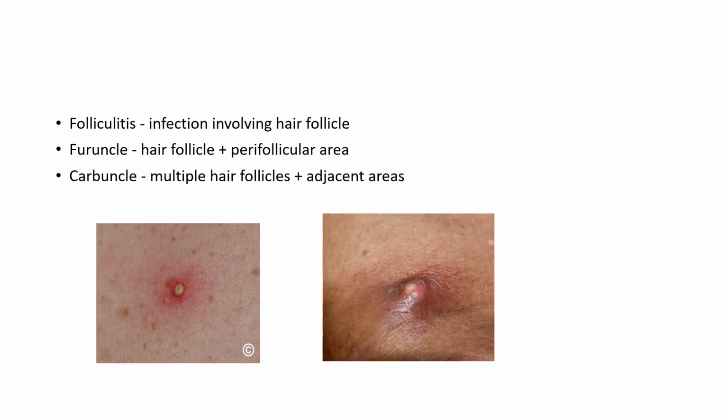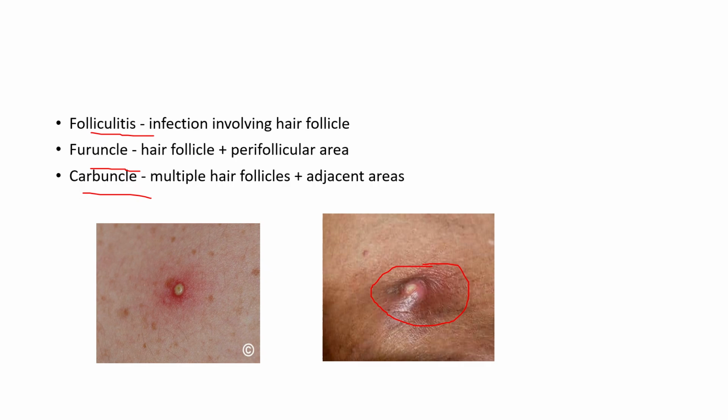So then we'll come to the infection of hair follicle. If it is involving one hair follicle, it's called folliculitis. If it's involving hair follicle along with the perifollicular area, it's called a furuncle. And if it's involving multiple hair follicles along with the adjacent area where there is a coalesced lesion, a raised lesion with pustule, it is called a carbuncle.